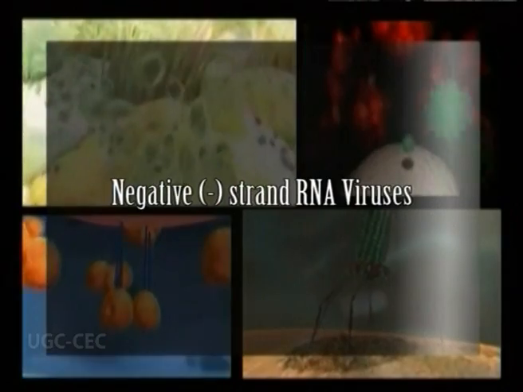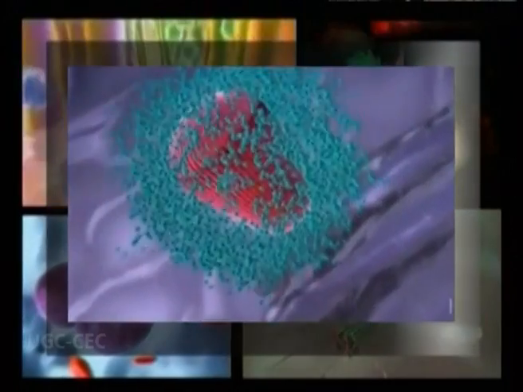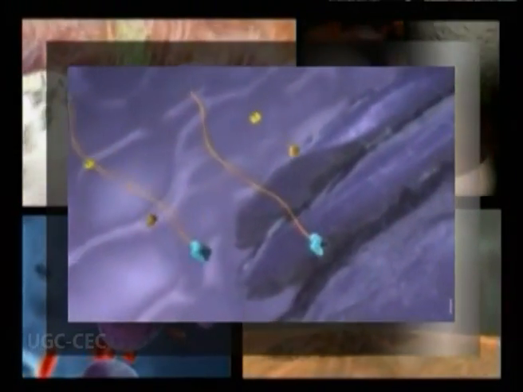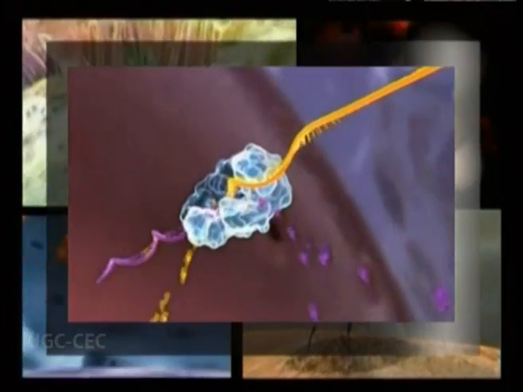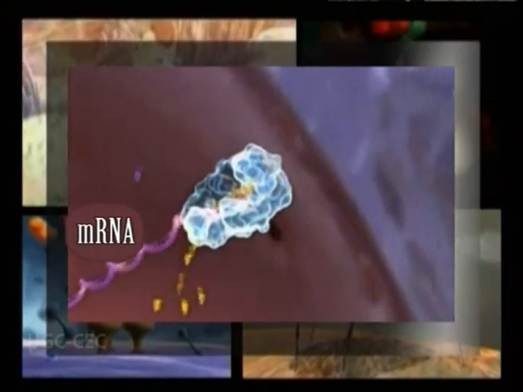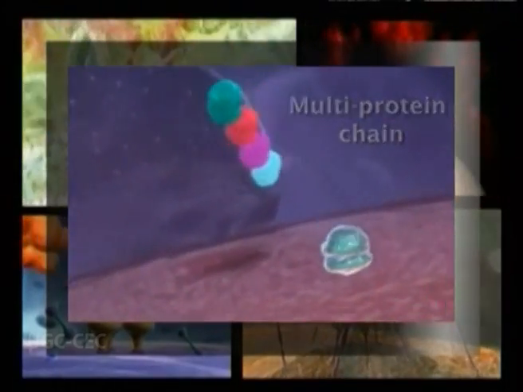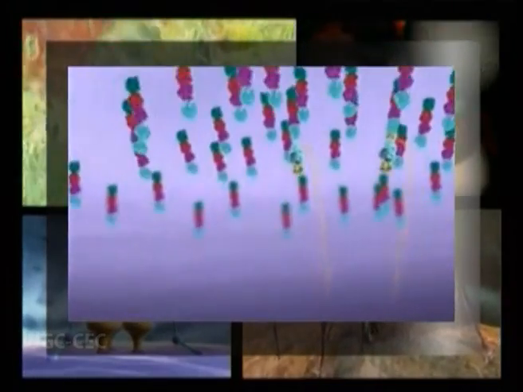Now, negative sense or negative strand RNA viruses. After uncoating of the virus particle in the cytoplasm, the negative sense RNA strand remains associated with the transcriptase enzyme to synthesize a messenger RNA which codes for structural proteins and enzymes that direct the synthesis of plus RNA. From plus RNA, more negative RNA strands are synthesized which act as genome for progeny viruses.